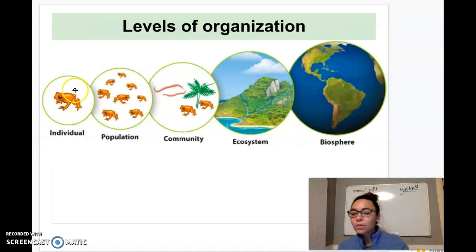Okay, so individual, again, the smallest level. So we got one little froggy here. Population is all the same species that live in the same area. Community, all the living things that live in that area. Ecosystem is the living and the non-living things in the area. Skipped biome here. But the biosphere is all the area on Earth where life exists.